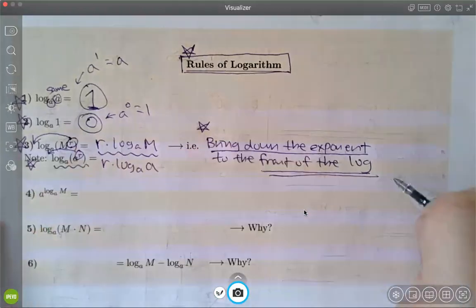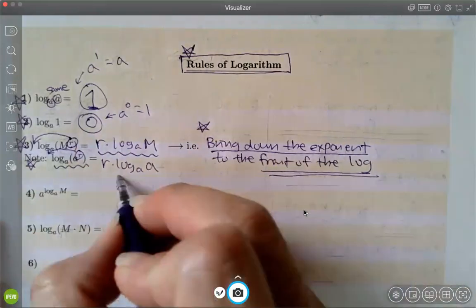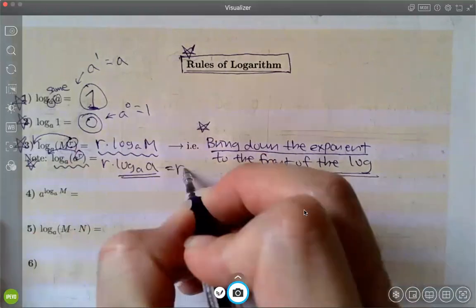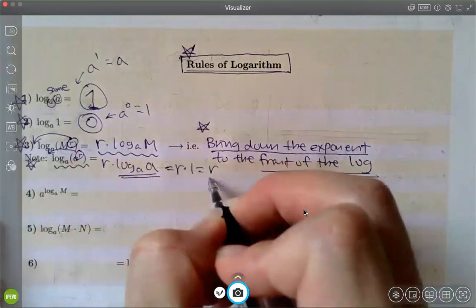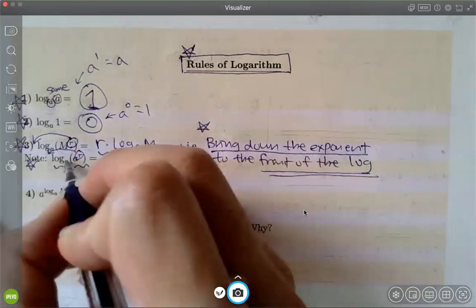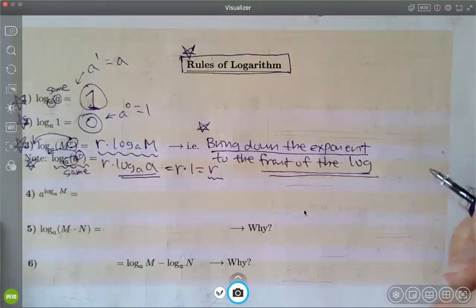And now, what is log A equal to? Because of fact number 1, it's 1, right? So this is R times 1, which is equal to R. So when these two things are the same, the answer is just the exponent R.